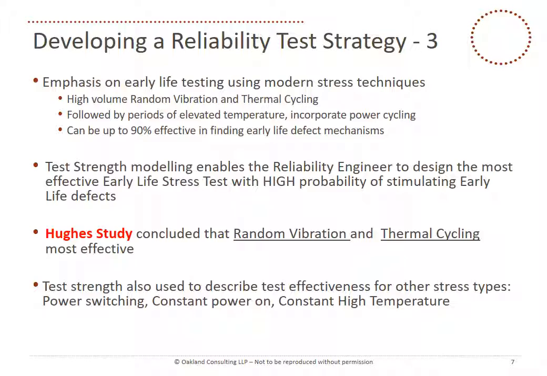So we have all at hand to be able to look at our early life test and model it for test strength. If the test strength is too weak, the detectability of early life defects will be low, so we need to find ways to increase that and then remodel it. But it's a great tool for modelling our early life test programme.